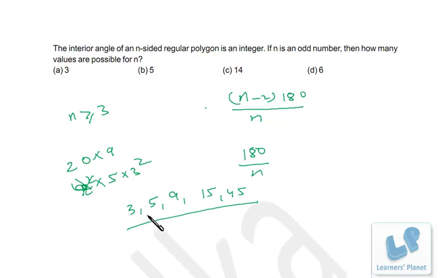We'll be having 5 factors, right? So n can take 5 values, and with any of these values, we'll be getting an integral value, right? So your answer is 5. Okay.